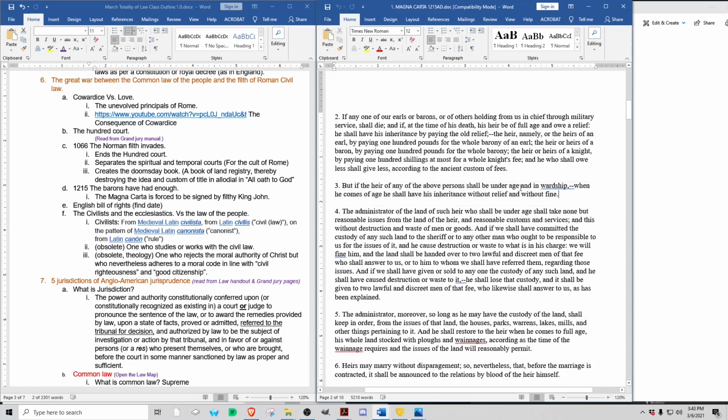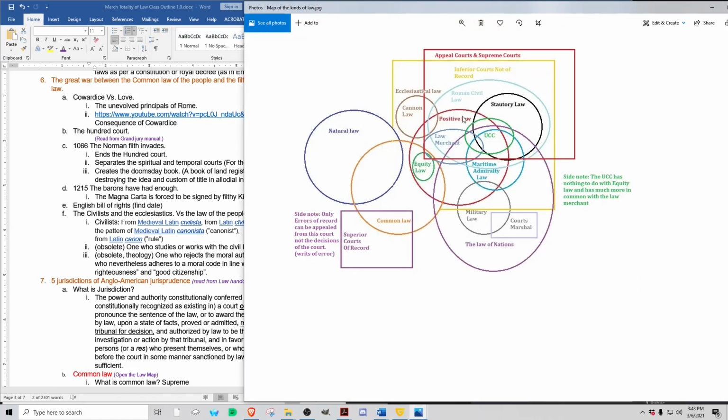When the heir, right, it'd be in wardship. When he comes of age, that means to be able to take care of his own affairs, he shall have his inheritance without relief and without fine. You can't fine me for the use of my own title and the use of my own body. But that's what the filthy attorney is doing right now to all of us under this aspect of Roman civil law and ecclesiastical law being an aspect of probate.